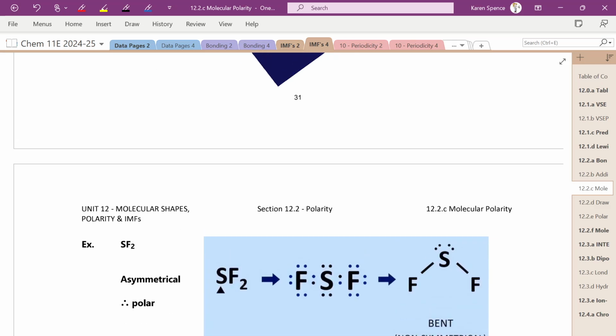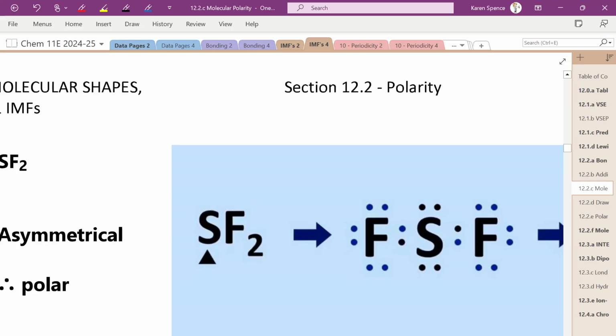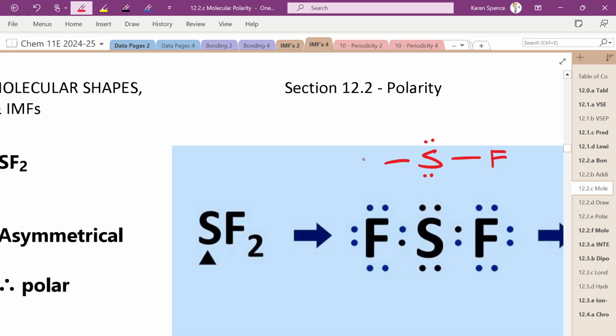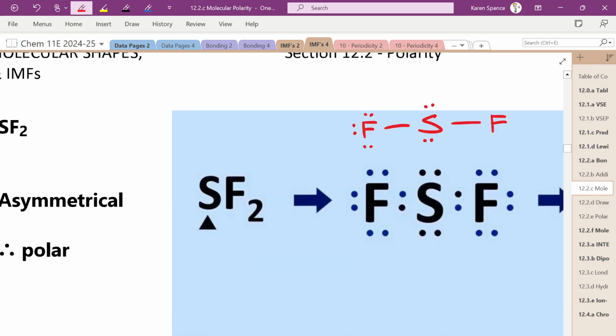Now we have SF2. And if you draw your Lewis structure, it looks like this. And I got a lot of people asking me about the bond angle on something like this. We are now on page 32. So this is SF2.